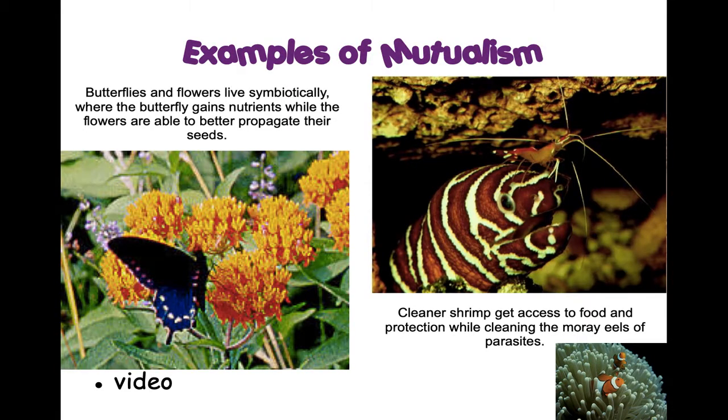Some more examples. We talked about the cleaner shrimp and the moray eel. A butterfly and a flower. That's a really good case of mutualism. The flower gives nectar to the butterfly, so the butterfly benefits, but the butterfly helps the flower reproduce. Let me show you a quick video of the moray eel and cleaner shrimp again. It's a really cute one.